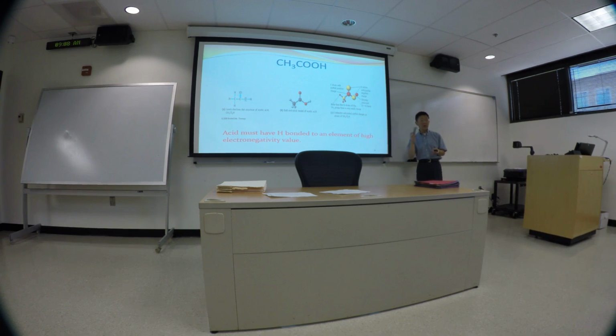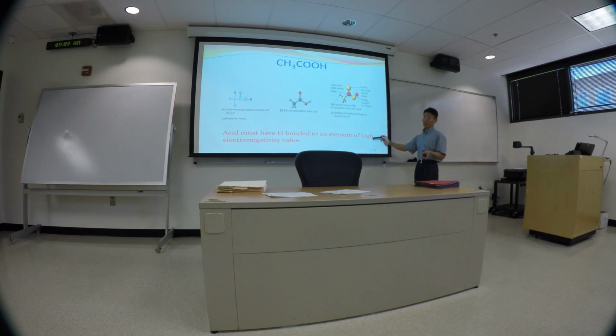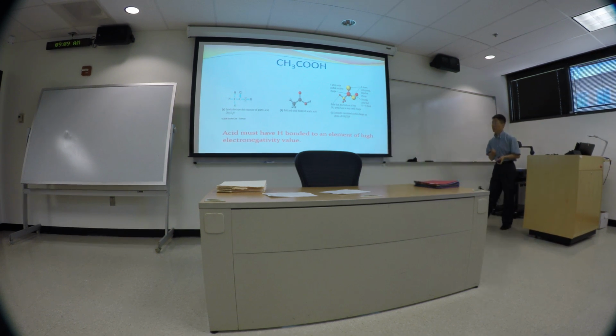Like sulfuric acid, H2SO4. In that case, both hydrogens are attached to oxygens in there. Okay, so different oxygens, you have 4 oxygens in there. So both hydrogens are attached to oxygens, and both hydrogens are responsible for the acidity. Okay, so again, you must have at least one hydrogen bonded to an element with high electronegativity value here.